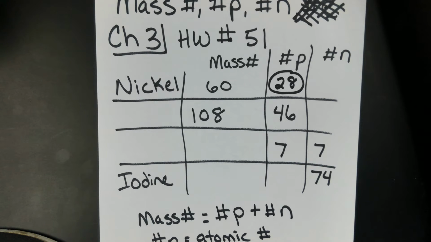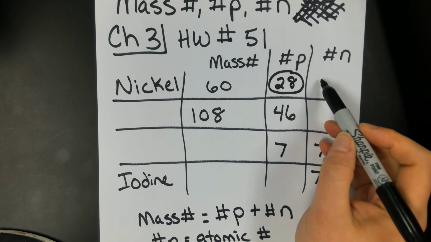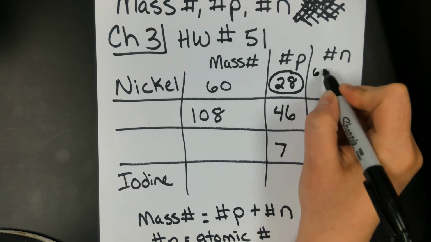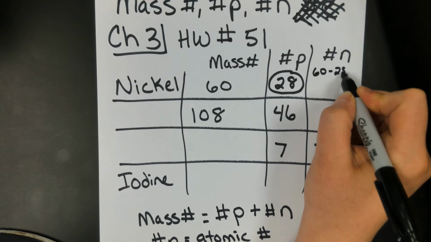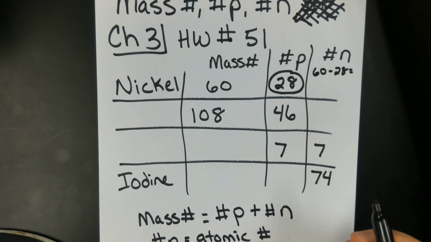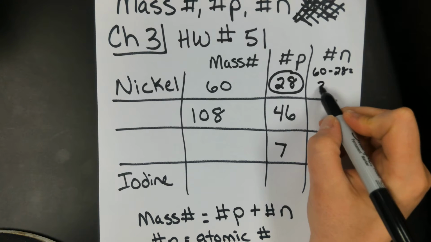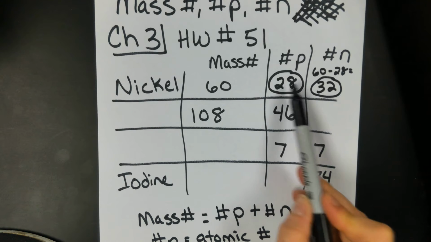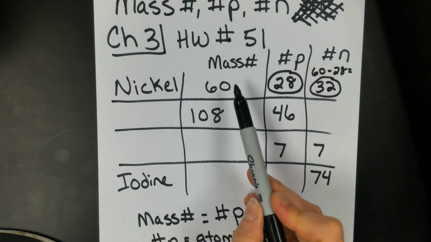So what does that mean? It means that we have 28 protons, right? So number of neutrons must then be 60 minus 28, right? So that's 32. How did I know that? Because protons and neutrons must add up together to be the mass number.